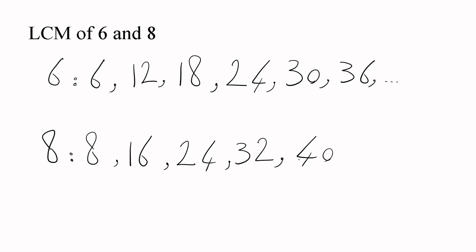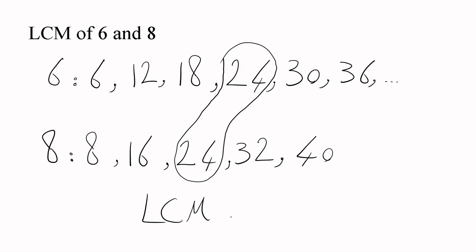Okay, what is the least common multiple between these two numbers? As you can see, 24 is the least common multiple, or some of the references prefer to call it lowest common multiple. So LCM of 6 and 8 will be 24.